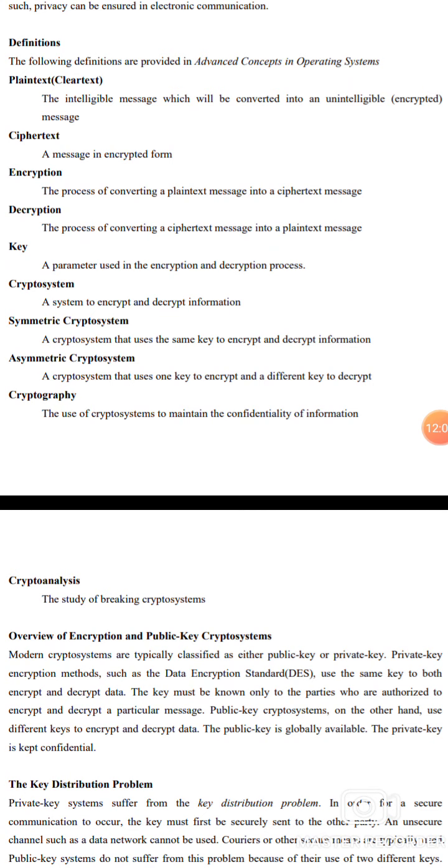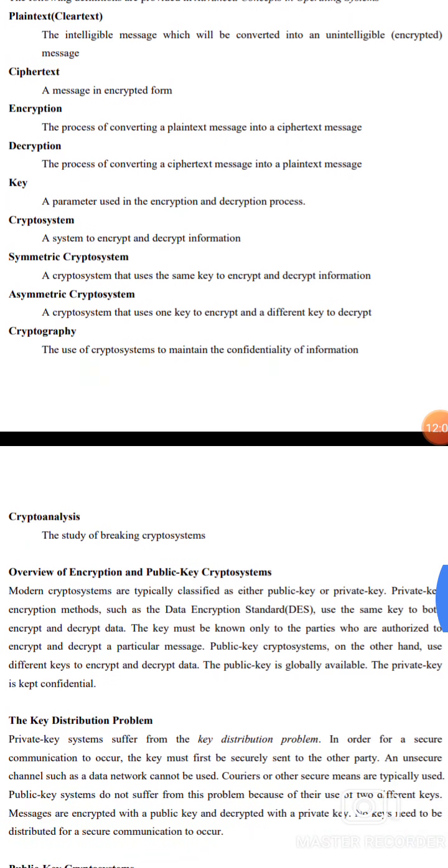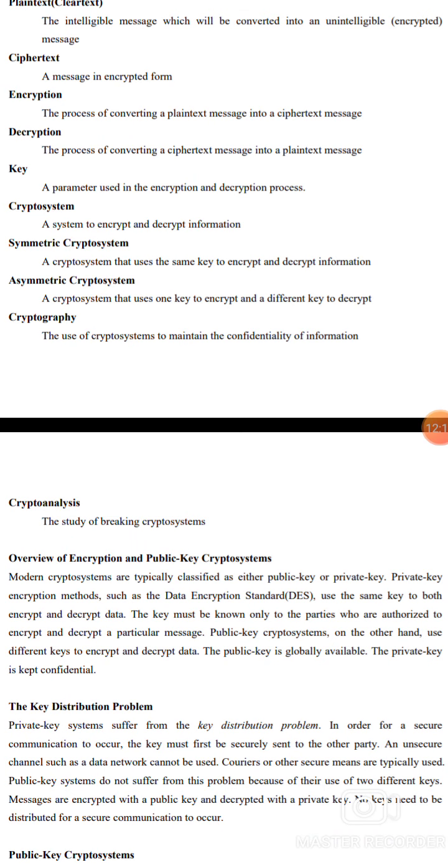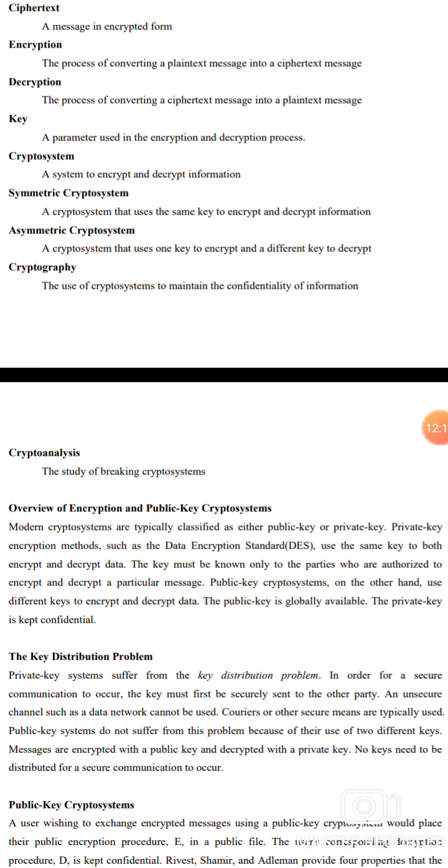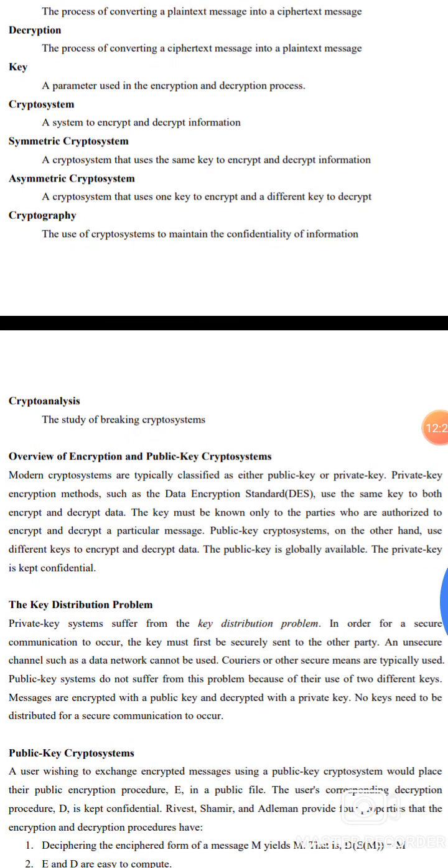Ciphertext: a message that is encrypted. Encryption: the process of converting plain text into a ciphertext message. Decryption: the process of converting a ciphertext message to the plain text message. Key: a parameter used in the encryption and decryption process. Crypto system: a system to encrypt and decrypt information.